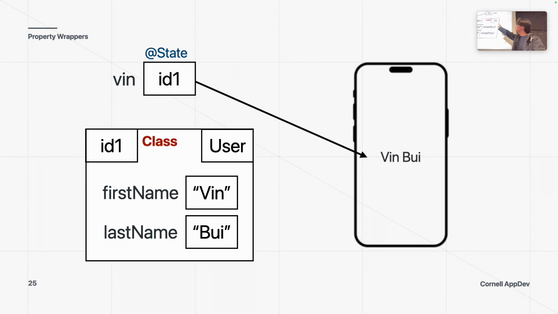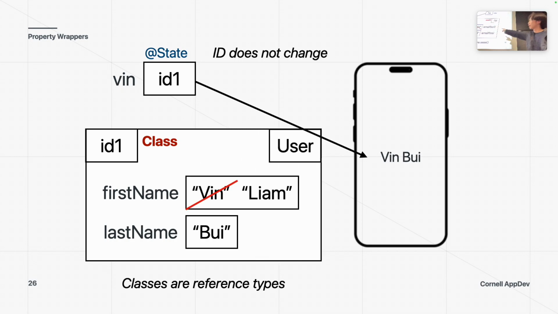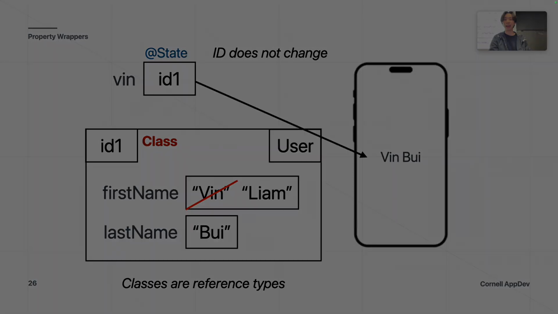Now, instead of a struct, if I were to change that to a class, and I change my first name to Liam, the view on the right-hand side does not get updated automatically because the ID does not change. That reference still stays the same because it's a reference type. So how do we fix that?